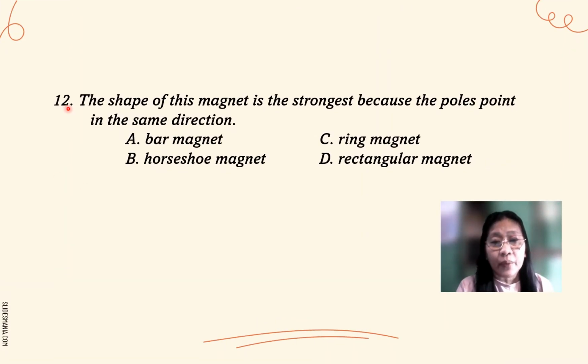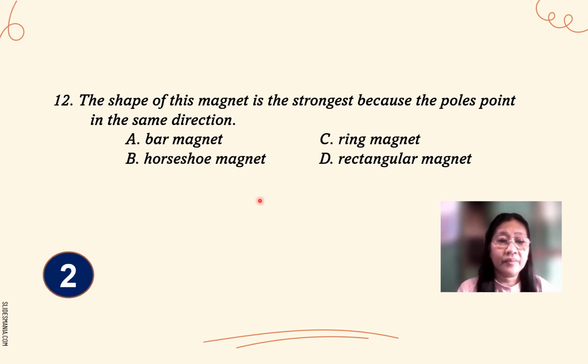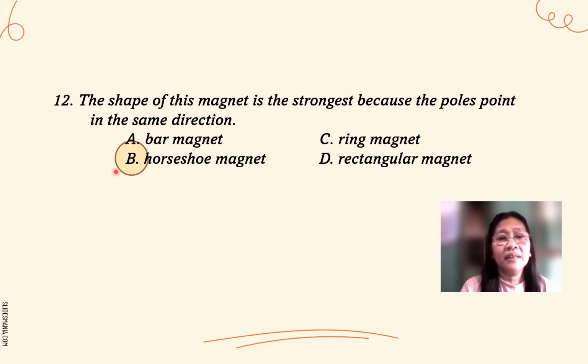Question number 12. The shape of this magnet is the strongest because the poles point in the same direction. A. Bar magnet. B. Horseshoe magnet. C. Ring magnet. D. Rectangular magnet. The answer is B. Horseshoe magnet.